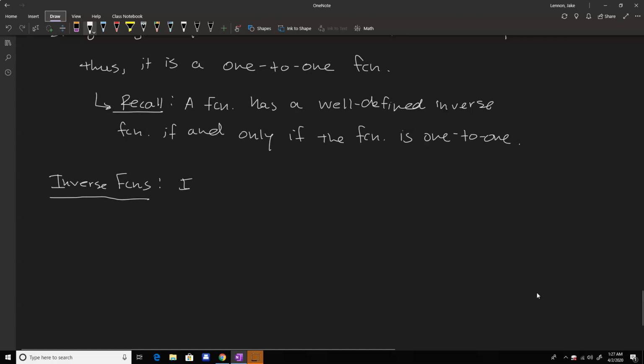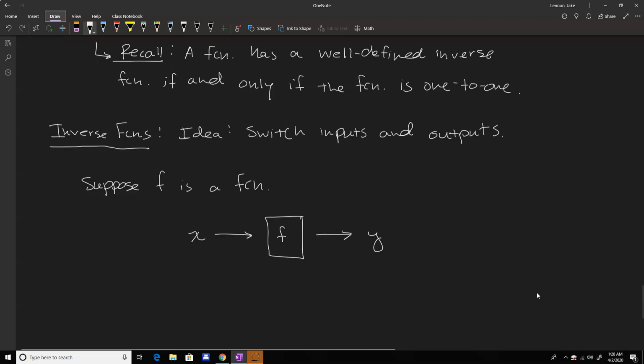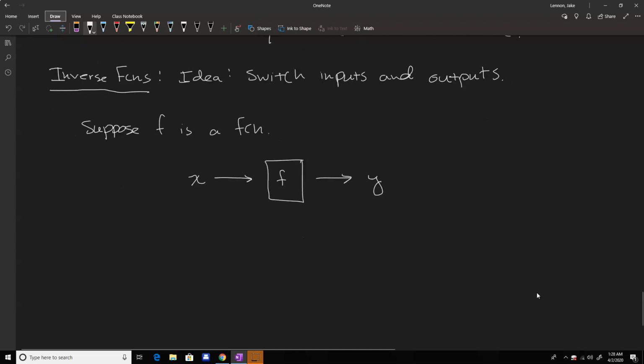So the idea is to switch inputs and outputs. If a function's a machine, so suppose f is a function, then basically if you take x and you feed it into some function machine, the function takes your input number, does something to it, and gives you an output number.